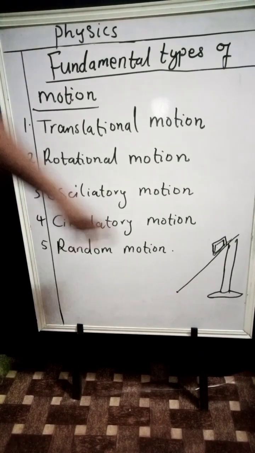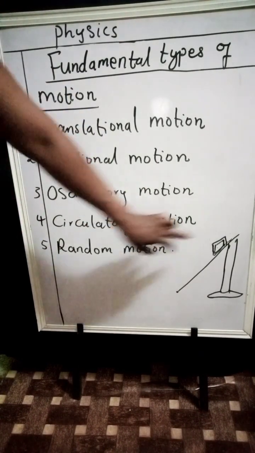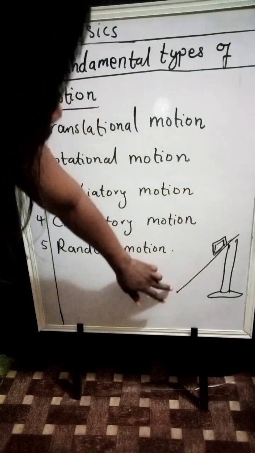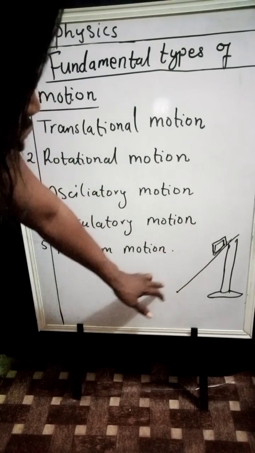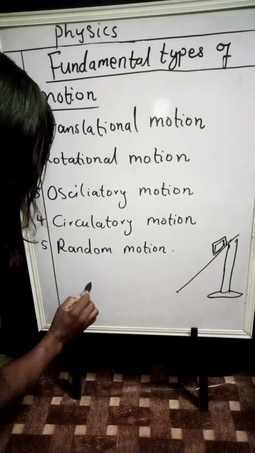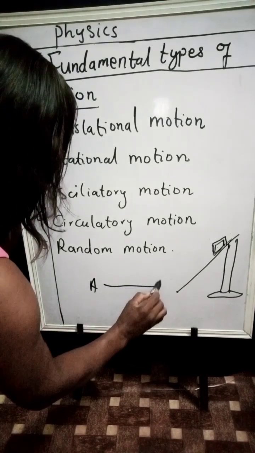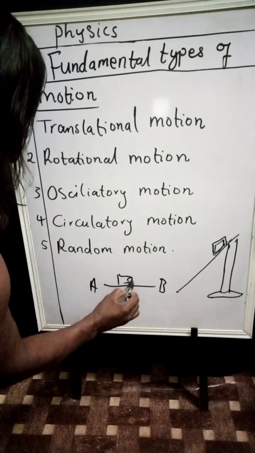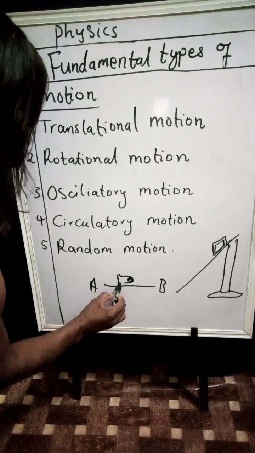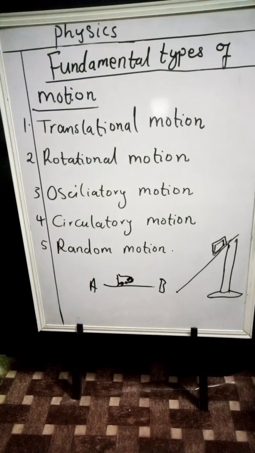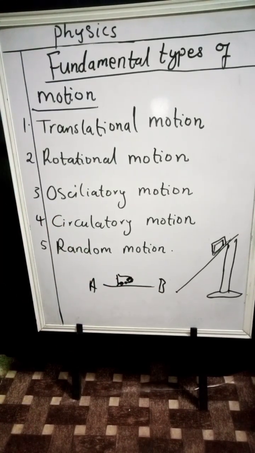This is an example of an inclined plane. This book is sliding down from this particular point to this point, and you can see that it's in a straight line. So that is an example of rectilinear motion. And when a car moves from point A to point B, this is a straight line motion. The car moving from this point to this point. So these are examples of rectilinear motion.